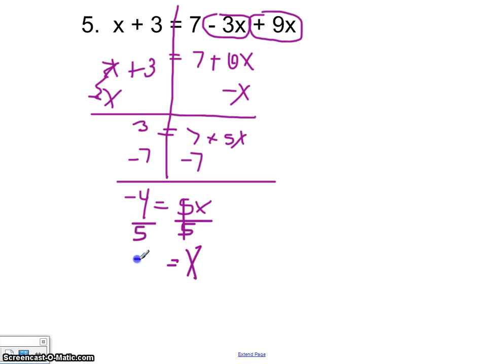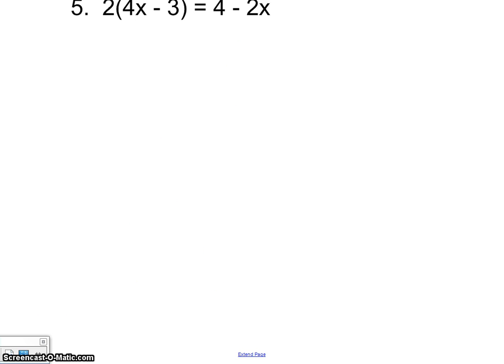X equals negative 4 over 5. I'm just going to leave it as a fraction. If you would like to do the decimal, it would be a negative 0.8. But if you want to leave it as a fraction, that's perfectly fine. Let's do one more example.